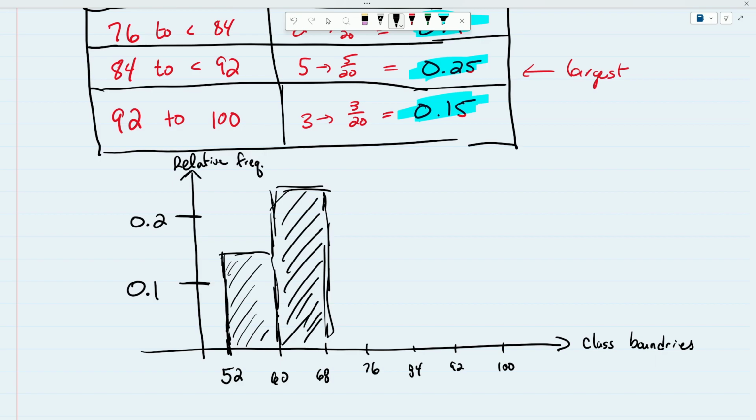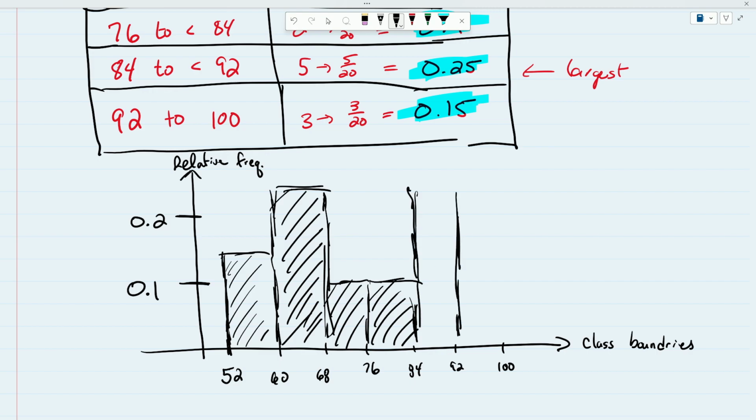So I'm going to finish this out now. From 68 to 76, 0.1. And from 76 to 84, we got a 0.1 as well. From 84 to less than 92, it's going to be 0.25, so that's going to be all the way up here. And finally, 92 to 100, 0.15. So we got to put it back up here.